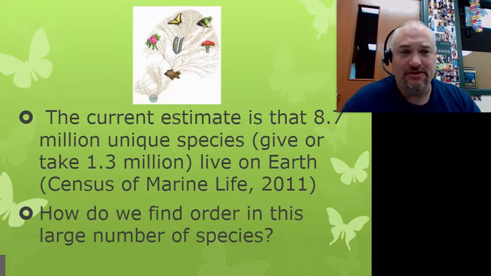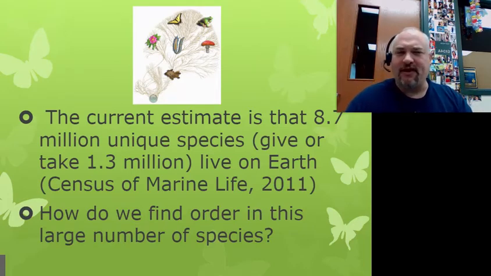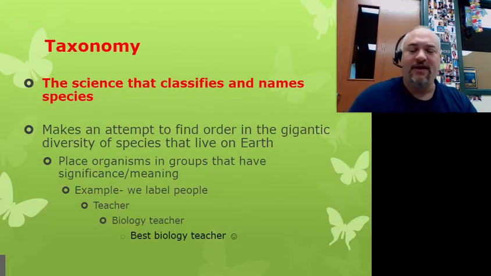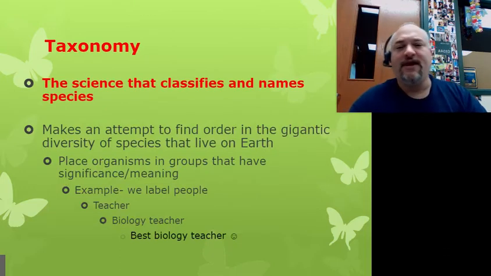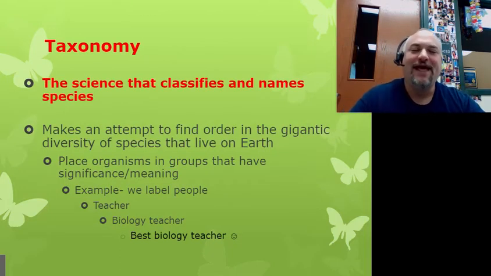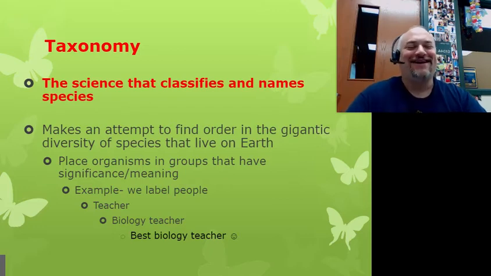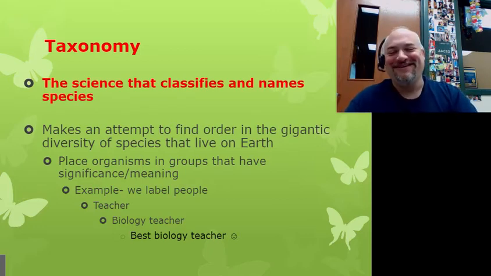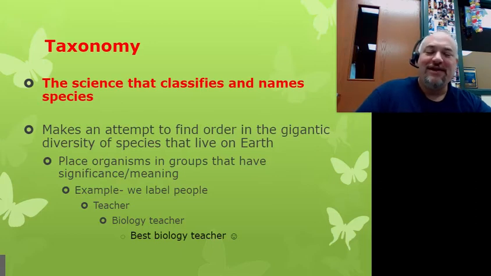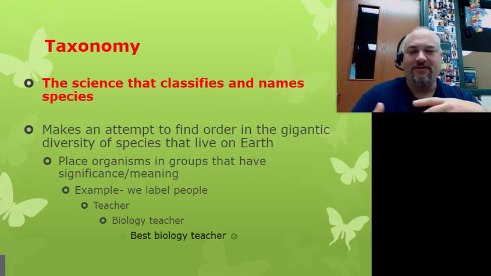How can we learn about 8.7 million different things? It's just too much. But if we organize it right and find similarities, which the human mind is amazing at, by the way, we can do that. And the science of doing that is called taxonomy. The science of naming things is called taxonomy. And it makes the attempt to find order in all this diversity.